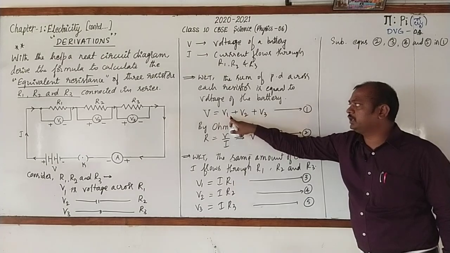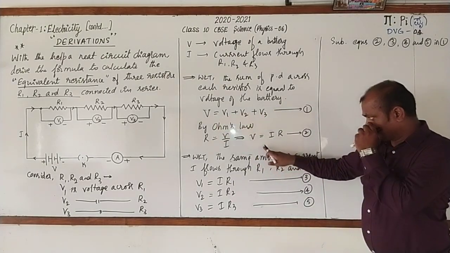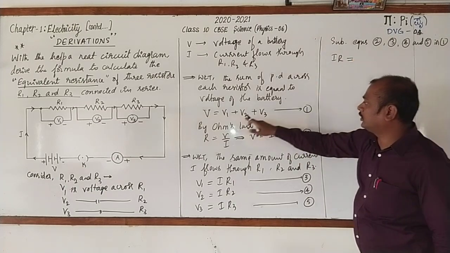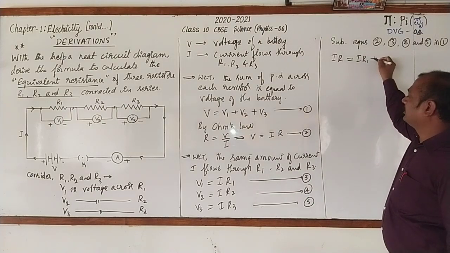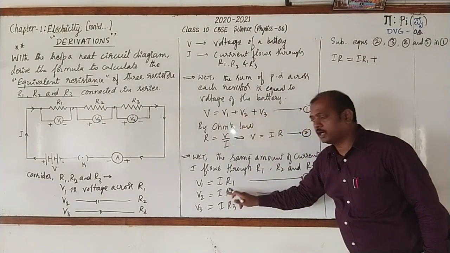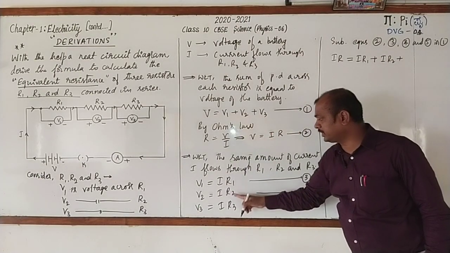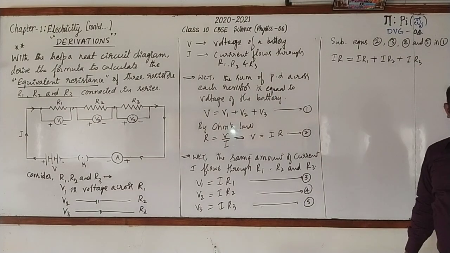Equation 1 is V equal to V1 plus V2 plus V3. What is V? V equal to I into R. Equal to, what is V1? It is I into R1. What is V2? I into R2. And what about V3? It is I into R3. Clear?